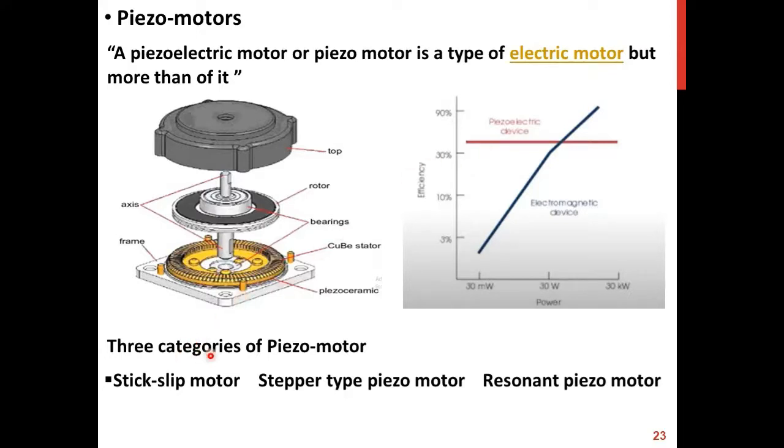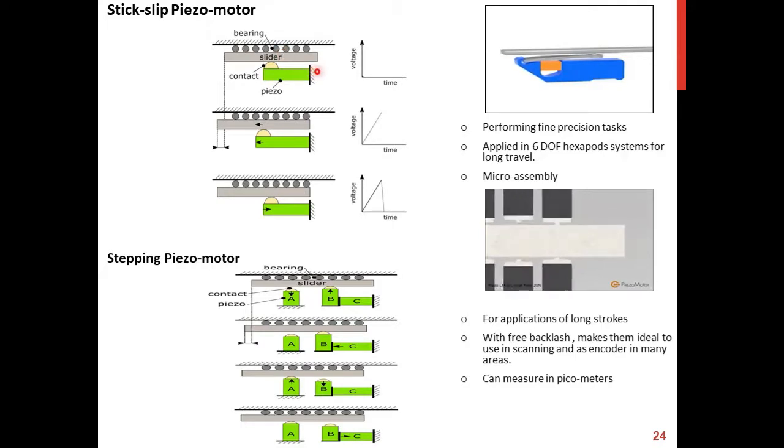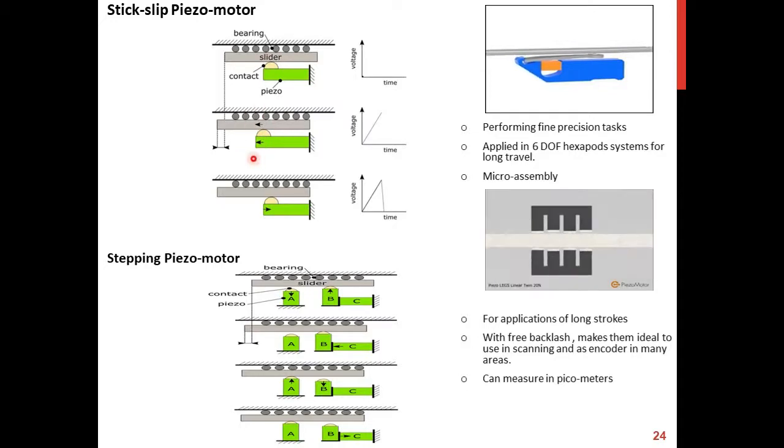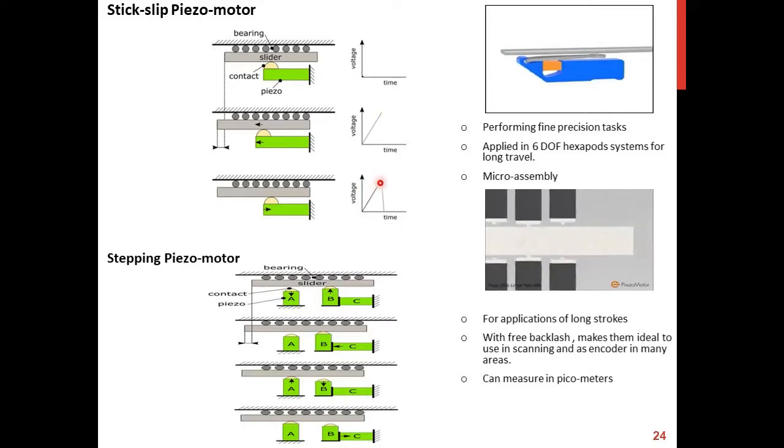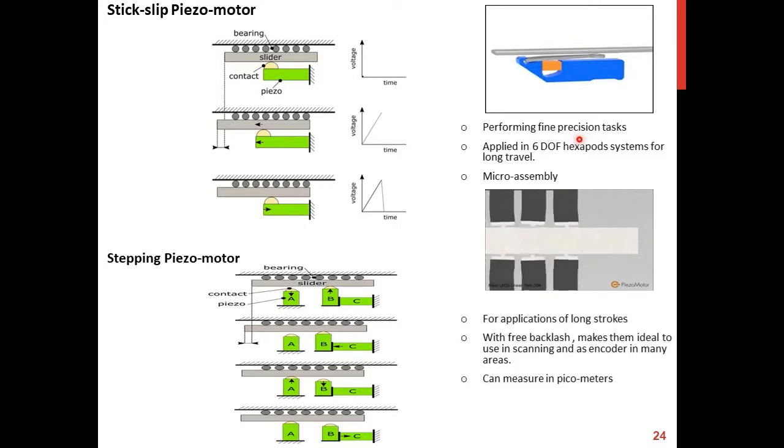These have three categories: stick slip motor, stepper type motor, and resonant piezo motor. The stick slip piezo motor consists of the piezo and a slider. Whenever there is an input voltage, it causes the slider to move towards the left as indicated by the increase in voltage, and whenever there is a decrease in the voltage, due to the inertial effect the slider remains moved in one direction while the piezo retracts. It performs precision fine tasks in 6 degrees of freedom robotic systems and also macro assemblies.